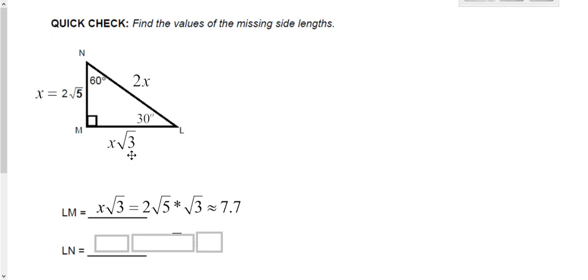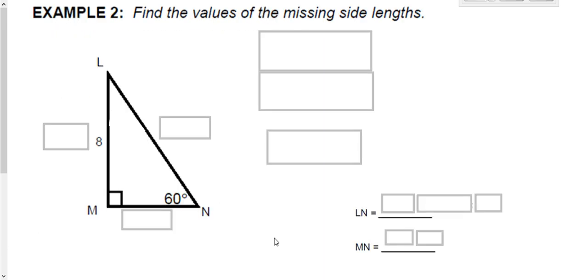Then for LN, which is the hypotenuse, it's 2 times whatever x is, and x is this strange little square root number here, 2 times the square root of 5. So I take 2 times 2 square roots of 5 and get 8.9 approximately. Piece of cake, easy stuff. Once you find x, you plug it into these formulas here. Here it was given to us. The key part is labeling these triangles correctly.